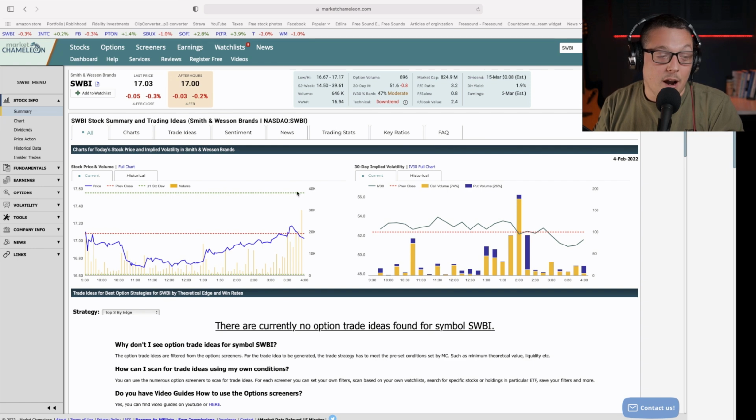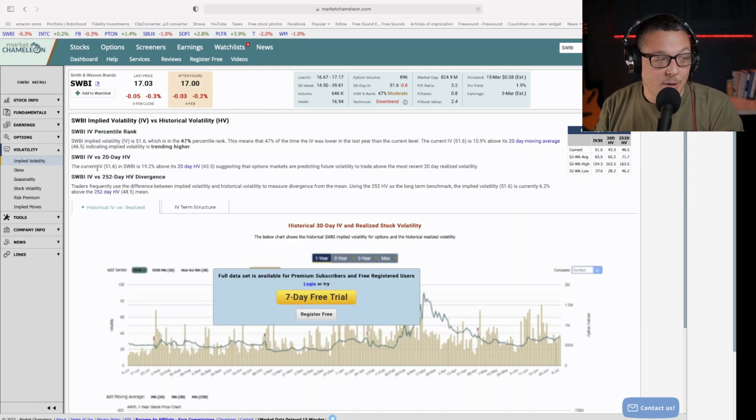47%. They're moderate. So if I go to their volatility and we get some more detail, what that means is they're at a 47, which means that 47% of the time in the last year, it was lower. So we're about average. So the current is 6.2% above. So this even has a little bit of volatility that can come down.